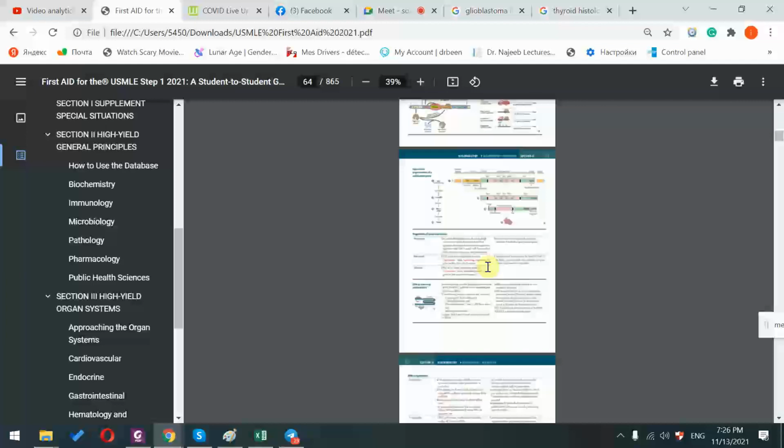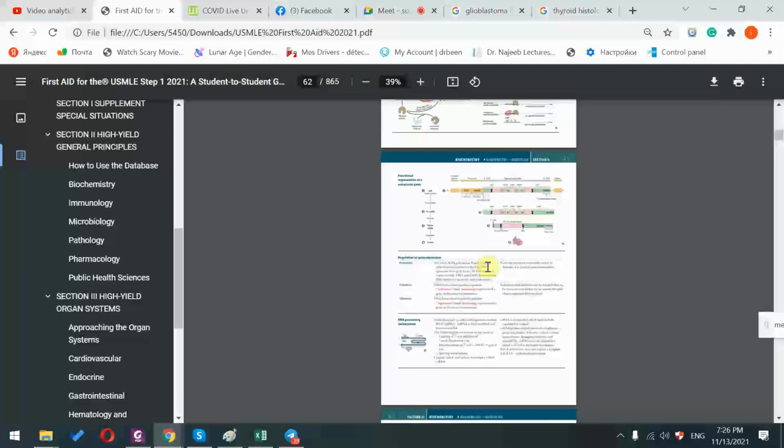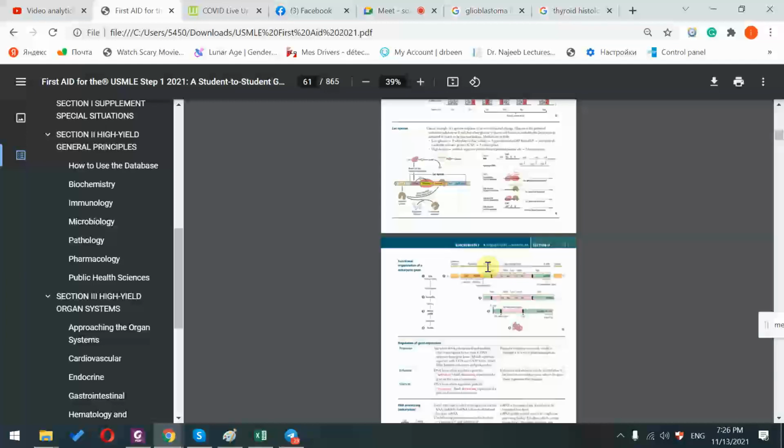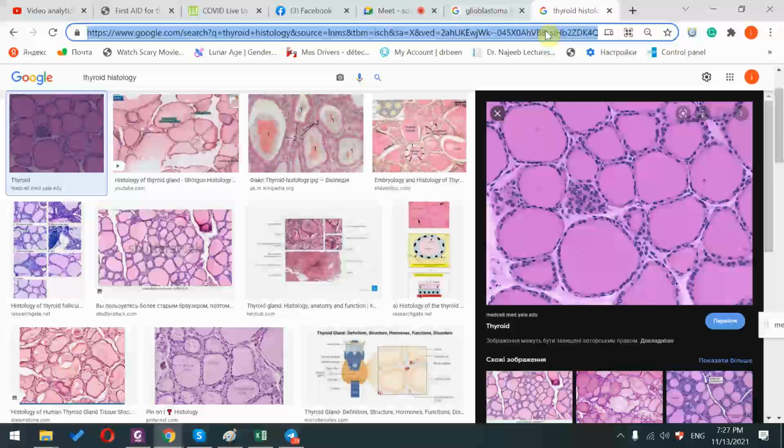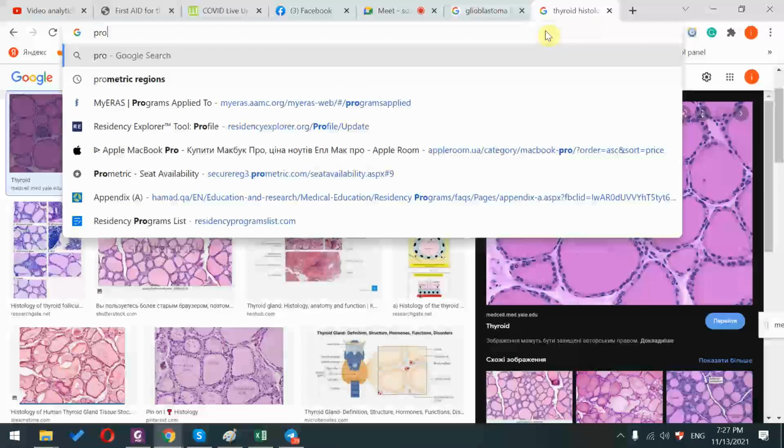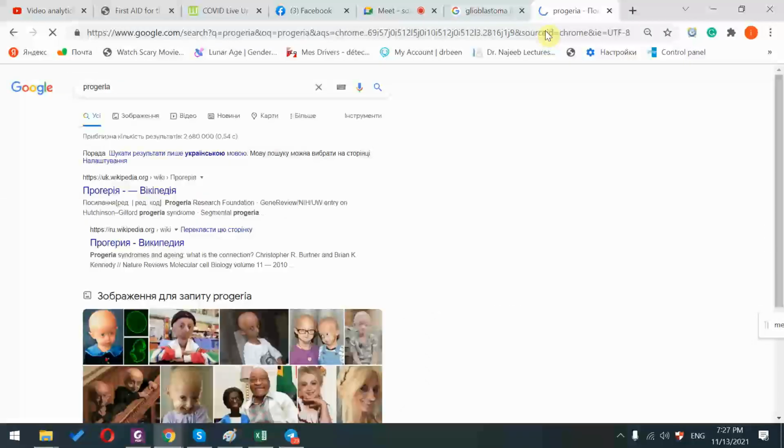Just a second. Yeah, here it is. You can find it in First Aid: telomerase is down-regulated in aging and progeria. So let me show you a patient with progeria, for those of you who do not know what progeria is.